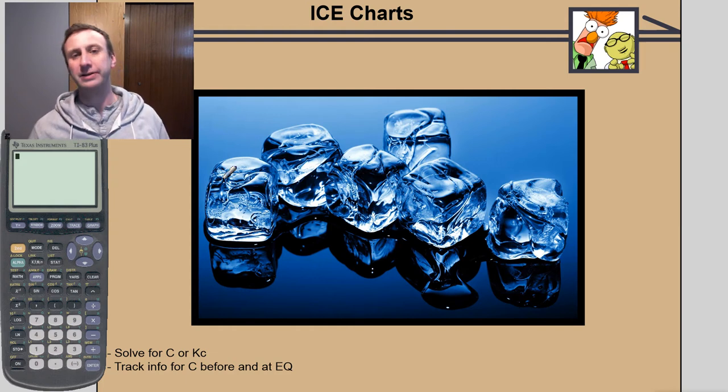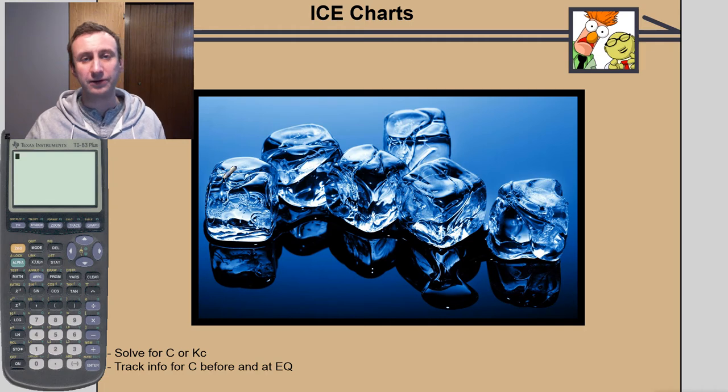So first of all, what is this? What are we doing when we do ice charts or ice tables? Well, we're either solving for a concentration or we're solving for an equilibrium constant. Now we're going to be considering 2 sets of concentrations: initial concentrations, which is the I in ice, and then the equilibrium concentrations, which is the E. From the initial and the equilibrium, I can also figure out the change. And those changes can relate from one chemical to another chemical by using the molar ratio, kind of like stoichiometry.